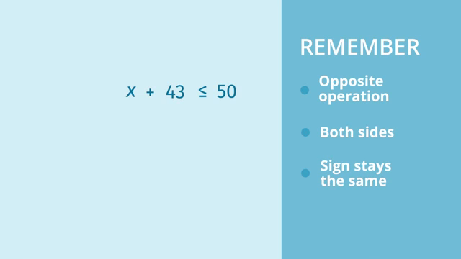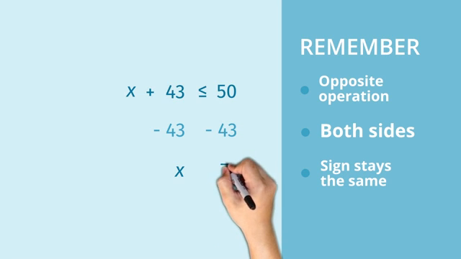Let's try this problem. Since 43 is added to x, you must use the opposite of addition, subtraction, to isolate x. Because you must do the same thing to both sides, you should subtract 43 from both sides of the inequality. The positive 43 and the negative 43 will cancel out, so you just have x on the left side. Then, 50 minus 43 is 7.